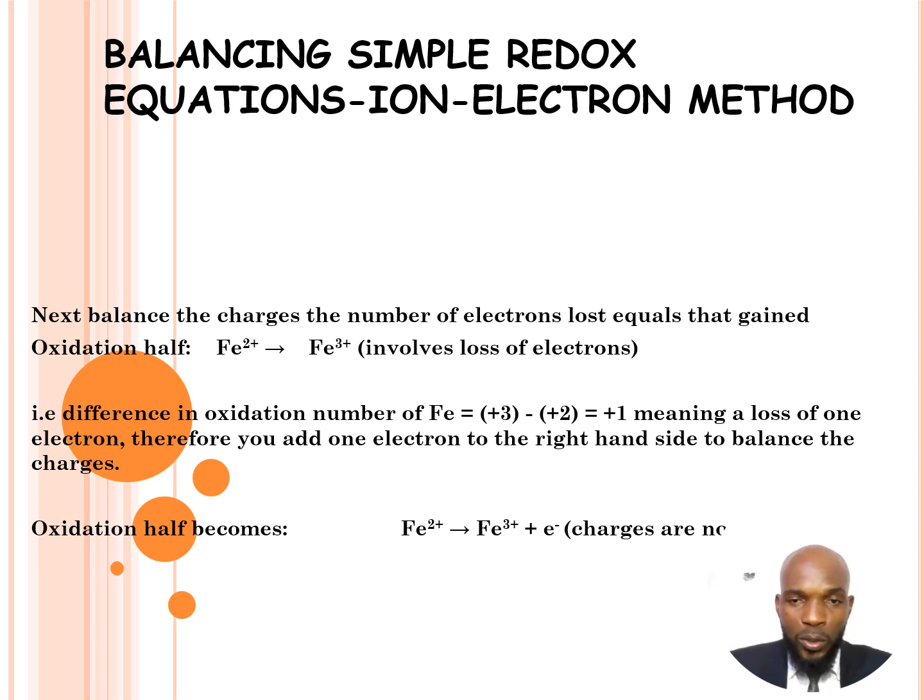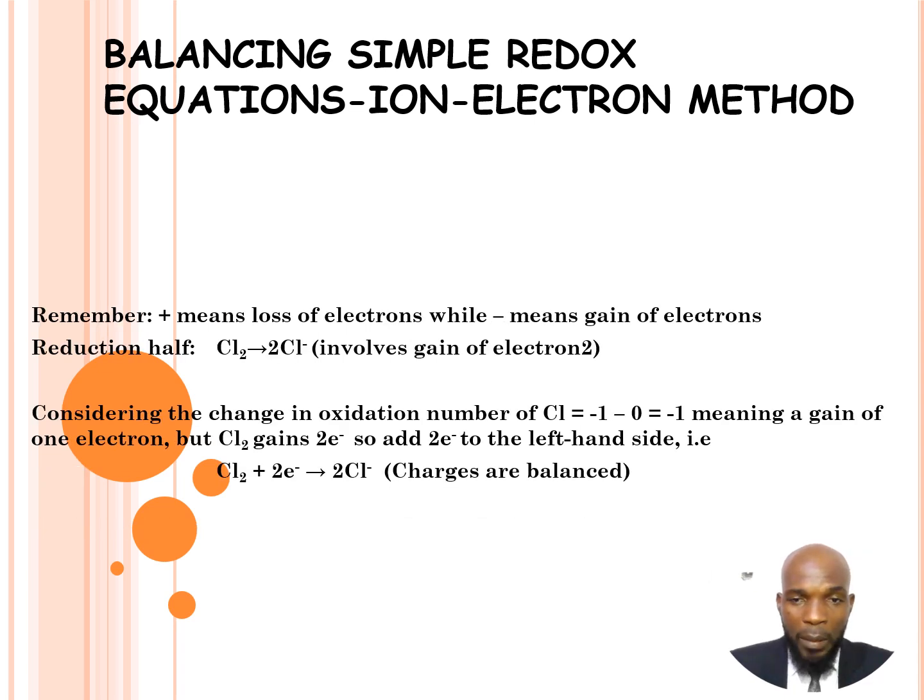So you add 1 electron to the right hand side to balance the charges, making the oxidation half become iron 2 to iron 3 plus an electron. So the charges are now balanced. Remember that a positive sign means loss of electron, while a negative sign means gain of electron.